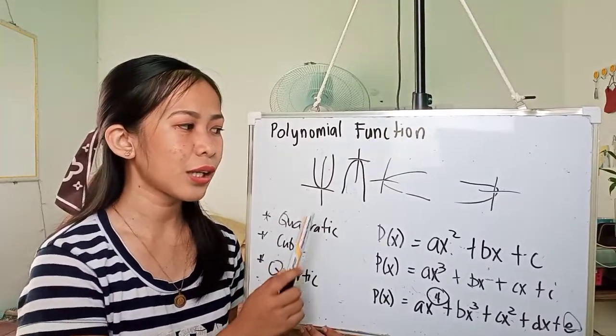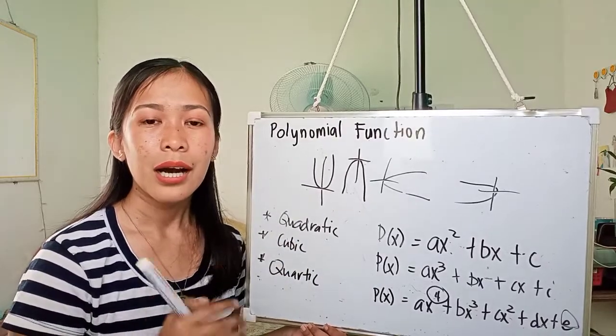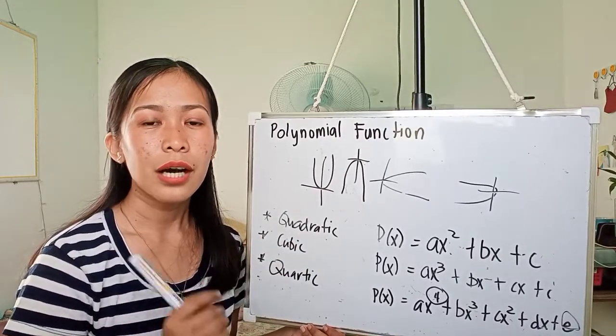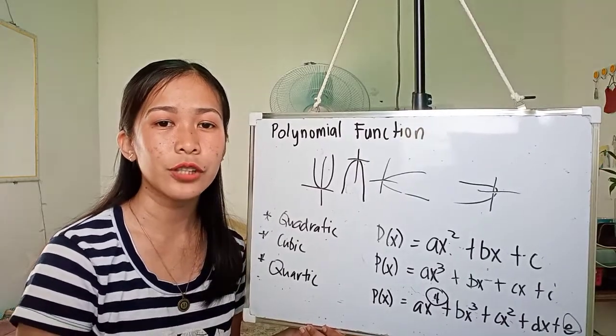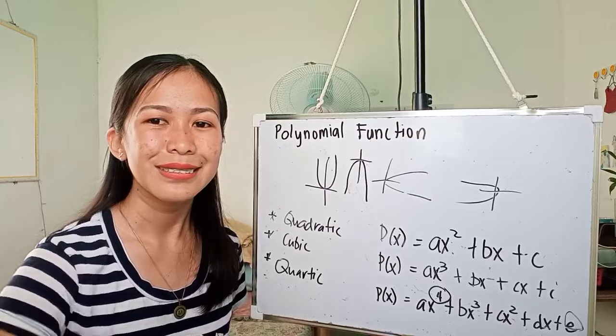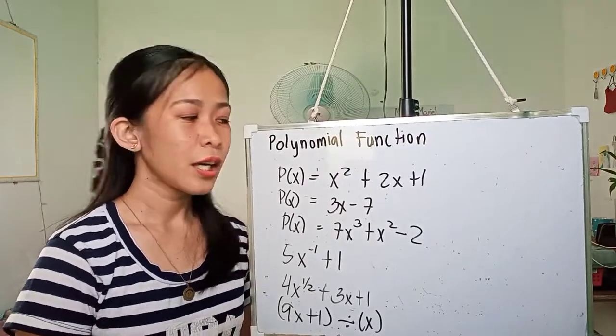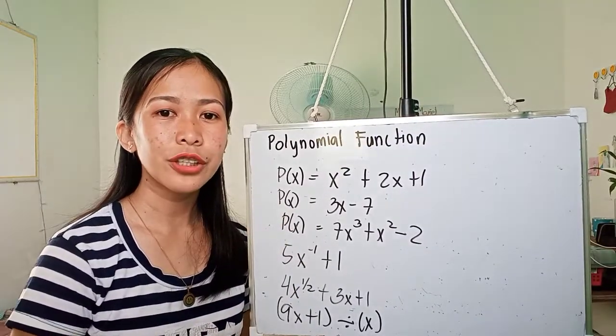Basta itong quadratic, ang graph niya is a parabola. Ang ating linear function, ang graph niya is a straight line as well as the constant function. Okay, ganun lang kasimple. So now, let us identify if these are polynomial functions or not.